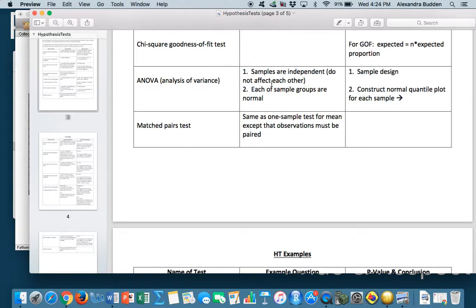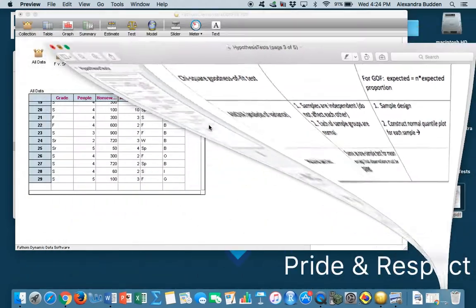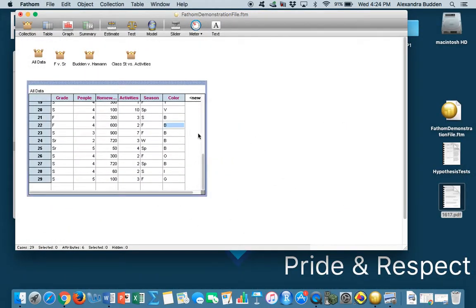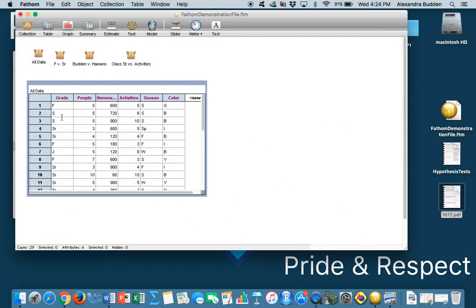The assumption that's really important is that your samples are normal. The way to check that is using a normal quantile plot. So I'm going to show that to you right now on Fathom. This was the original data set that I gave you. Now the issue is I have these grades and I have the number of activities that they're involved in, but I don't have a way to break up the grades.